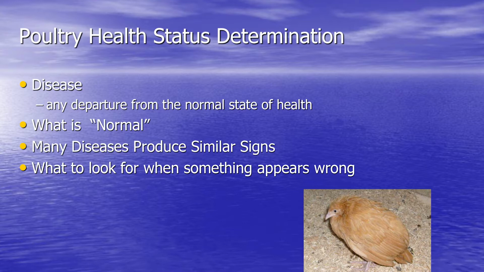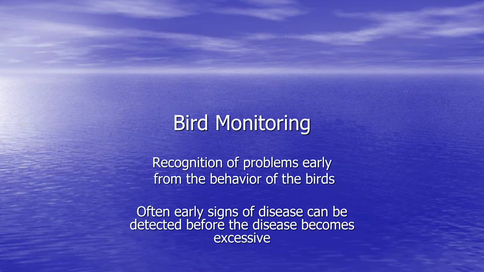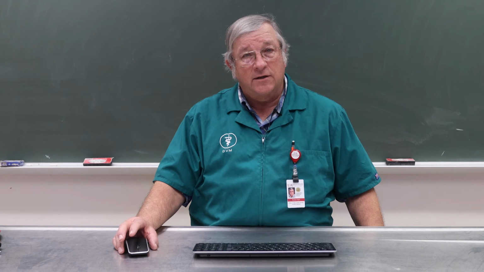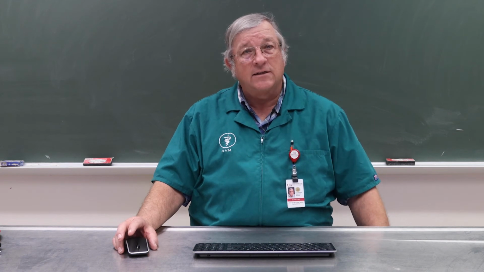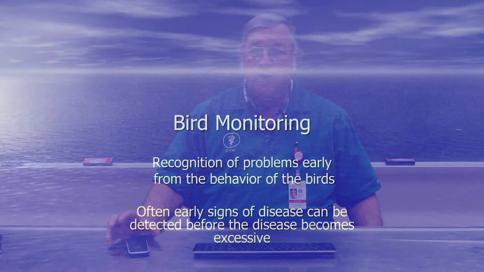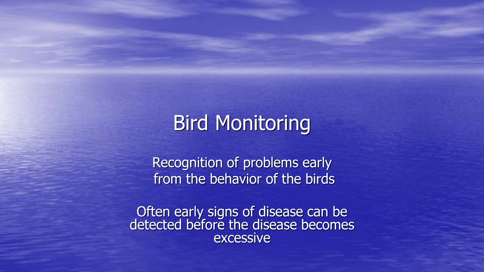Many of the diseases look alike. They produce similar symptoms and signs and lesions. So what do you look for to know when something's wrong? Well, a key part of that is monitoring your birds. That is one of the best things that you can do as far as disease control, is recognizing any problems early. So get out and look at those birds, and we've talked about this in some of the other videos.